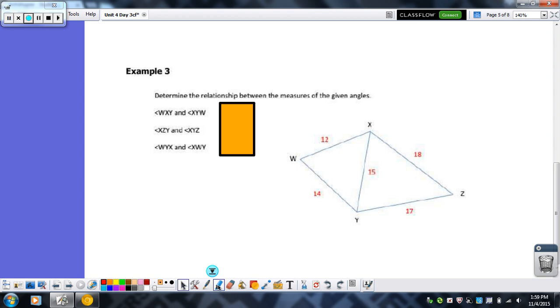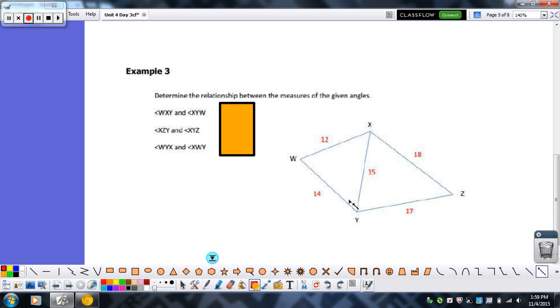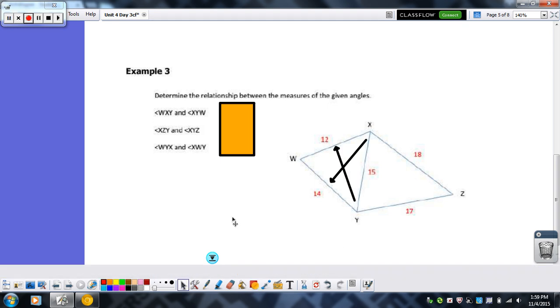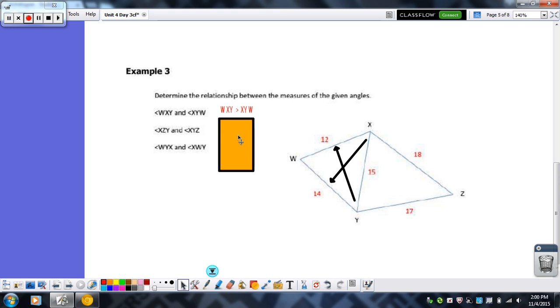Example 3 wants us to determine the relationship between the measures of the given angles. WXY is this angle right here, and it's across from 14. XYW is this angle right here, and it's across from 12. Since 14 is larger than 12, we know that WXY is going to be greater than XYW.